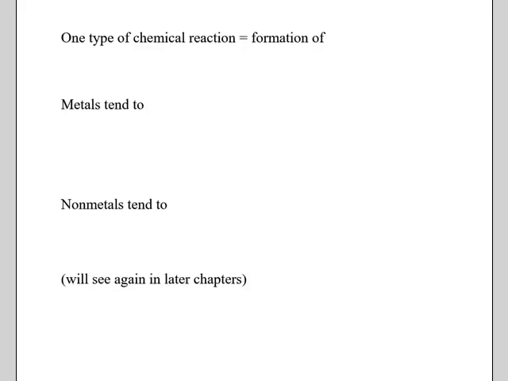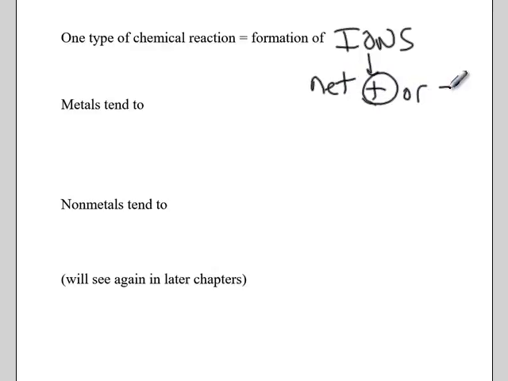Now, one of the reasons we look at the periodic table so much in chemistry is it gives us a lot of information. For example, it can tell us what kind of reaction is possible between two elements. The first type of reaction we're going to look at involves the formation of ions. An ion is an atom that has a net positive charge or a net negative charge.